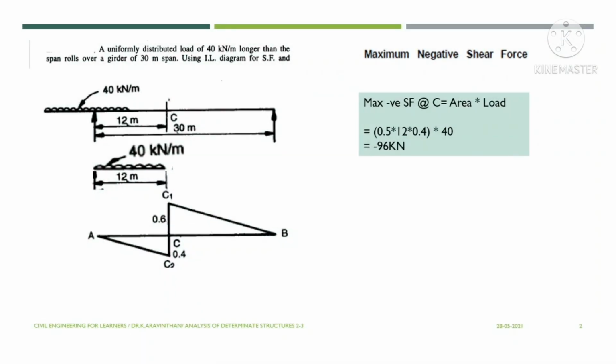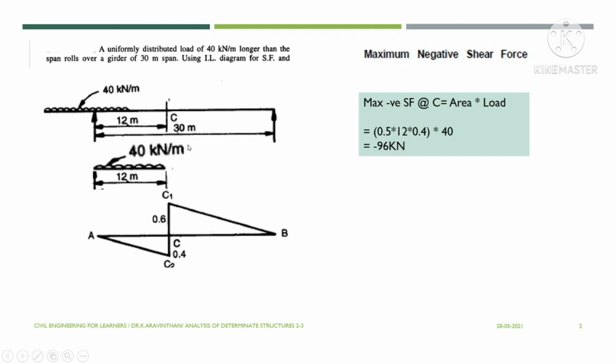A uniformly distributed load of 40 kN per meter, longer than the span, rolls over a girder of 30-meter span. So this is a simply supported beam, and hence it is a determinate beam. And you have an example of a UDL which is longer than the span.